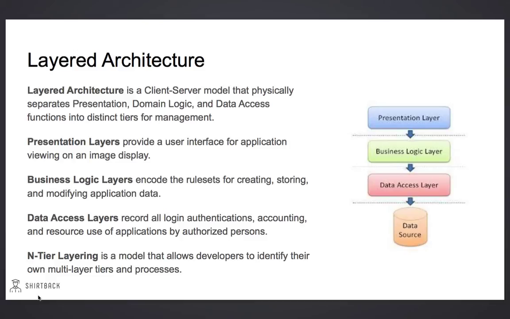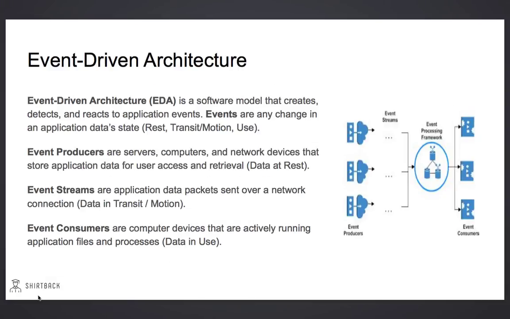N-tier layering is a model that allows developers to identify their own multi-layer tiers and processes. Event-driven architecture is commonly abbreviated as EDA. It's a software model that creates, detects, and reacts to application events. Events are any change in an application's data state. Remember, the three data states are rest, transit, or use.